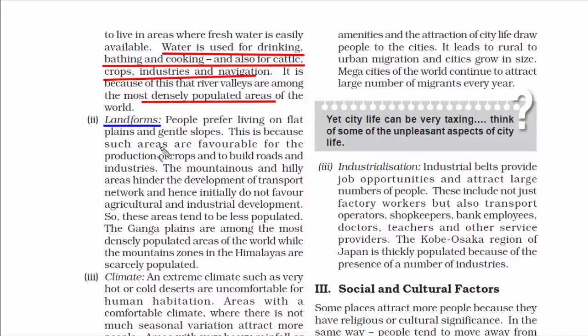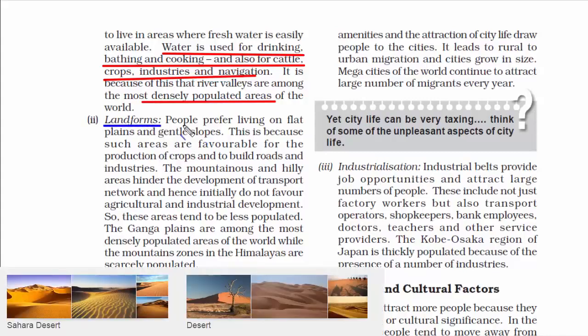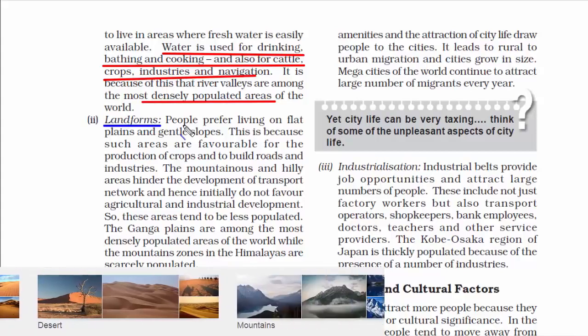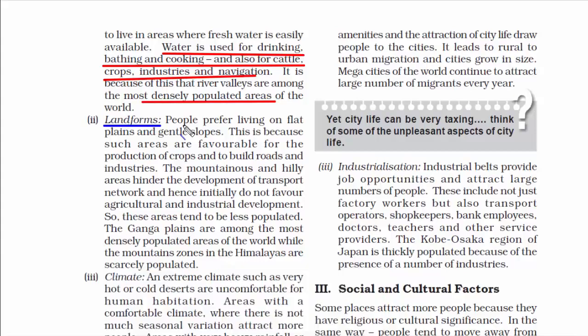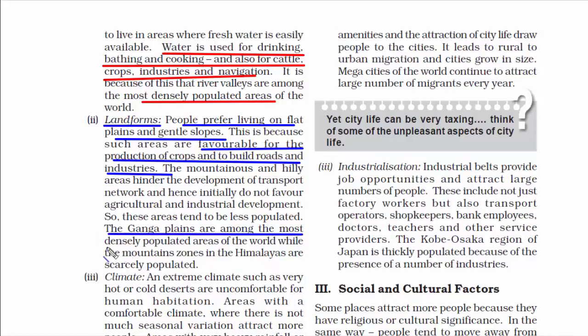The next one is landform. When we say landforms, we are talking about the physical features of Earth like mountains, plateaus, plains, deserts, etc. People prefer living on flat plains and gentle slopes. That's why you will see most of the populated cities in India are on the banks of River Ganga. If you look at the regions of northeast and north, I'm talking about places lying at foothill of Himalayas, there you will find less people because these places will not favor agricultural and industrial development. Hence, there will be less employment and people will not prefer staying at a place where it is hard to earn a living.